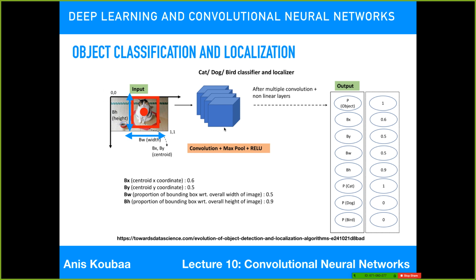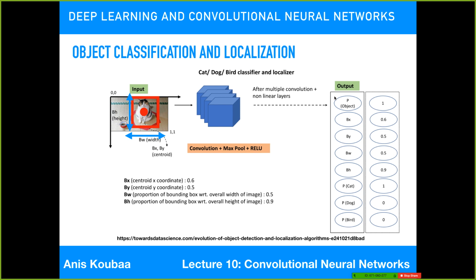Okay, so now, having understood this, this is our expected output if we are going to perform object classification and localization. So the output is not going to be only a probability between 0 and 1 regarding the class of the object, but also it will output the coordinates of the bounding box, its width, and its height. And now, if we look at our output here, it will contain these four pieces of information, bx, by, bw, and bh, which are the coordinates of the bounding box.